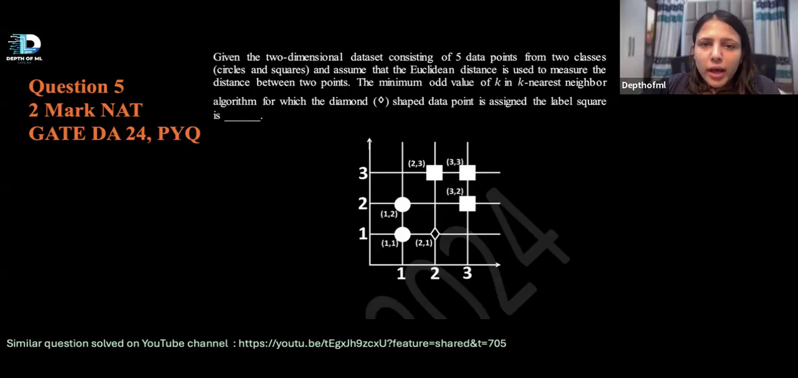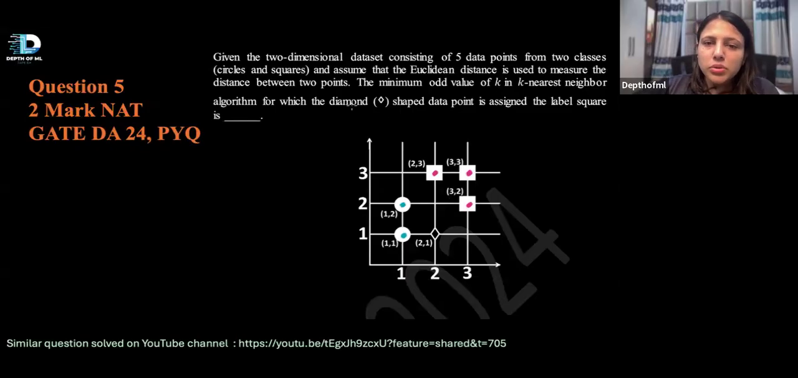Given a two-dimensional data set consisting of 5 data points from two classes, circles and squares. So this is class 1 and this is class 2. Assume that the Euclidean distance is used to measure the distance between 2 points. So they have given you the Euclidean distance as the distance metric. They will always specify the distance metric that you need to use.